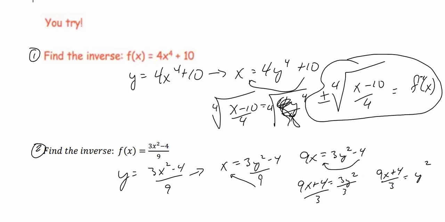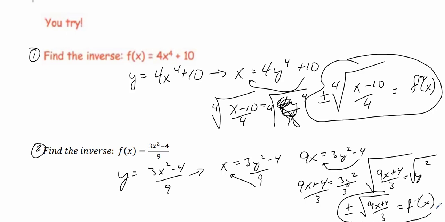You notice I'm showing every step, but again, you get better at this. You can skip some steps, as long as you're right, you're okay. All right, I got y squared. What do I got to do? I got to square root this. So the square root of 9x plus 4 over 3 equals the f inverse. Okay, am I done? No, I'm not. I got to put a plus or a minus in front because it's a square and even root. If you forget that plus or minus, then you will be wrong.